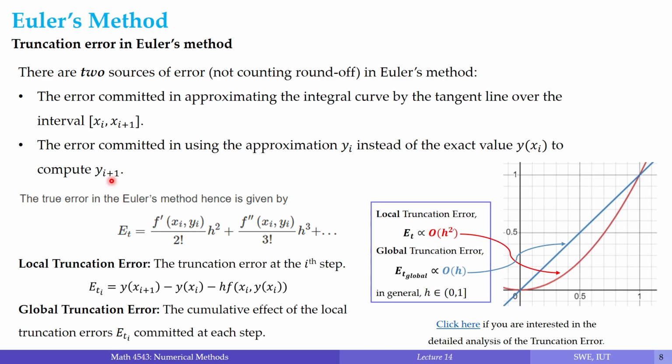So it will also propagate to the i plus 1 step's approximation, right? This is basically just like a domino effect or a compound effect. It basically compounds and together forms a very big global truncation error.